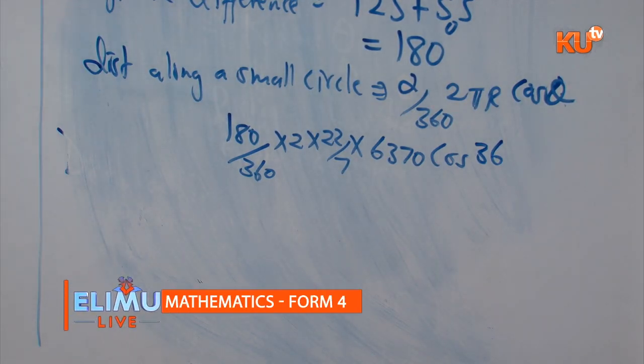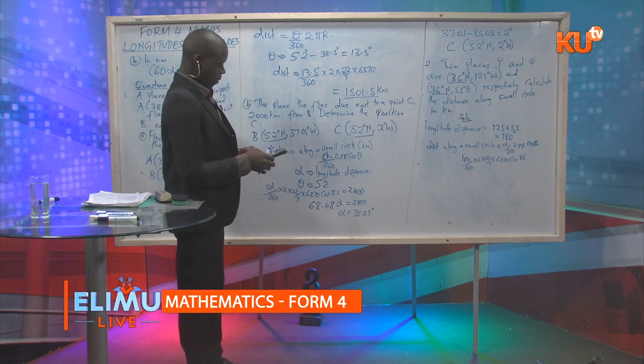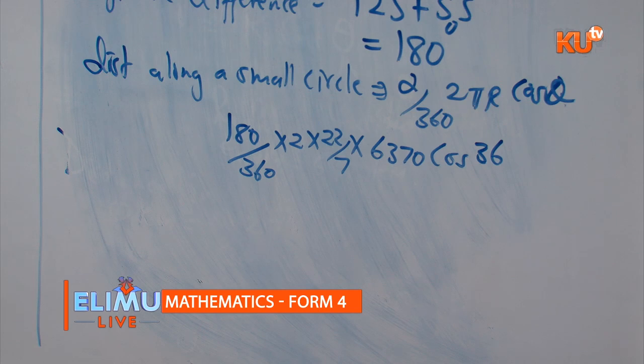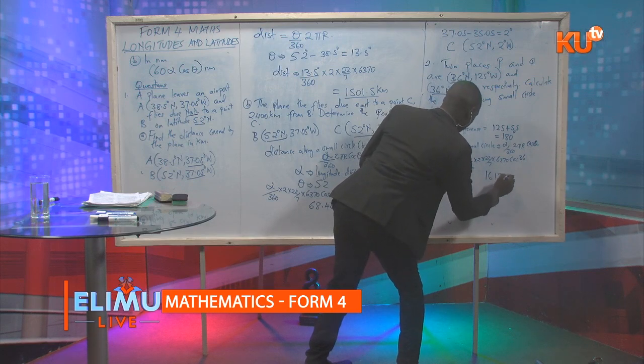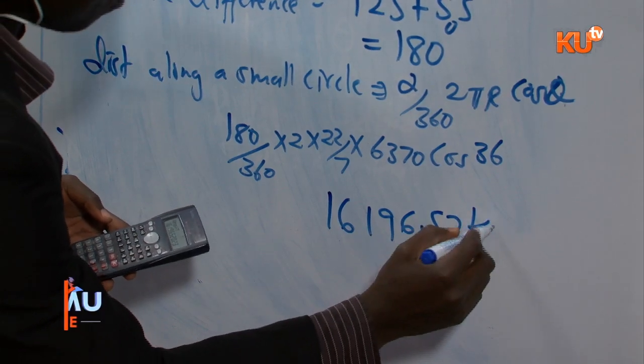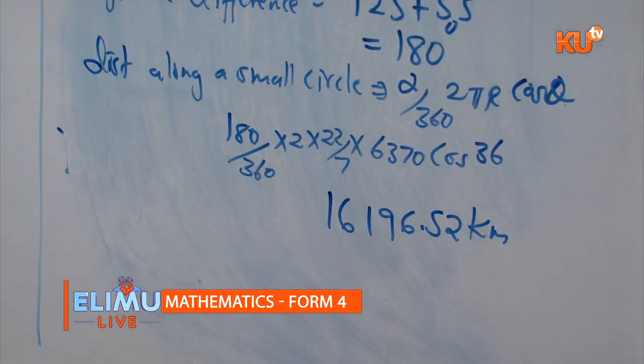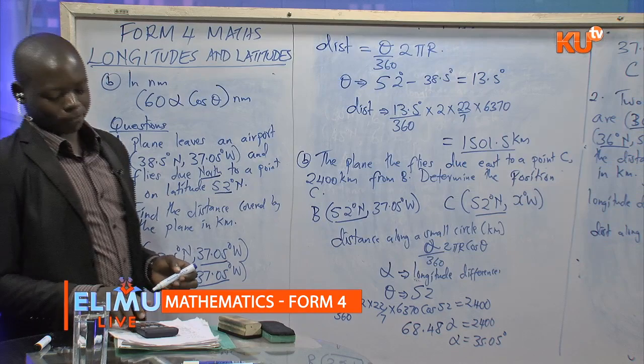Again, take your calculators and let's do it together. Substitute these figures. We have 180, we divide by 360, and then we multiply by 2, multiply by 22 over 7, multiply by 6370, and then we multiply by cos of 36. That gives us 16,196.52 kilometers. That is the distance along that small circle in kilometers.